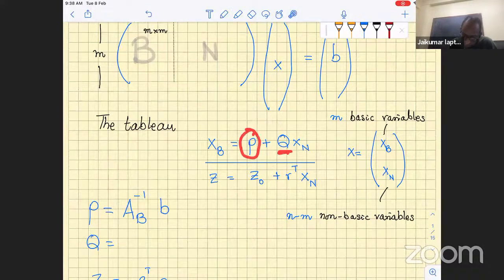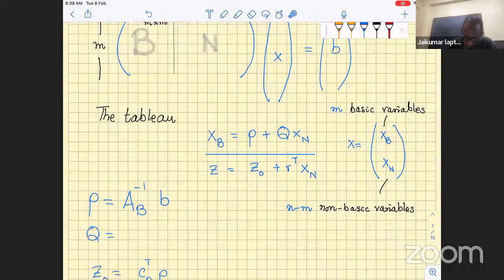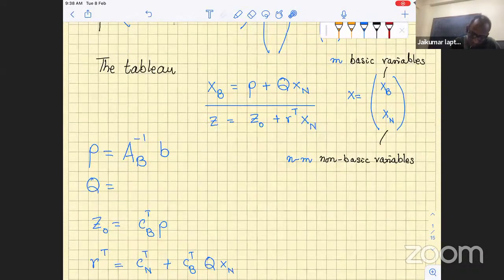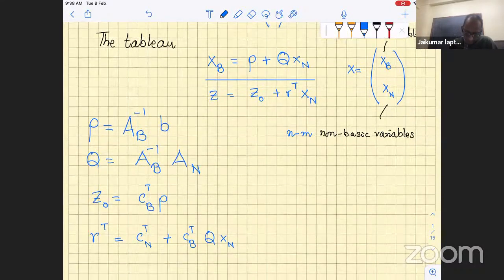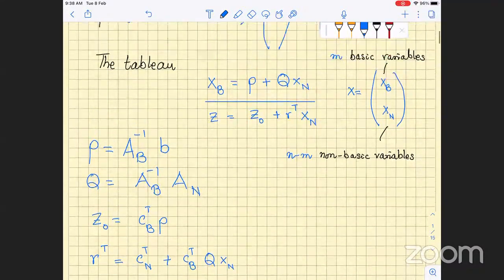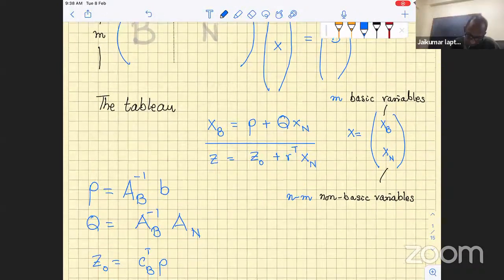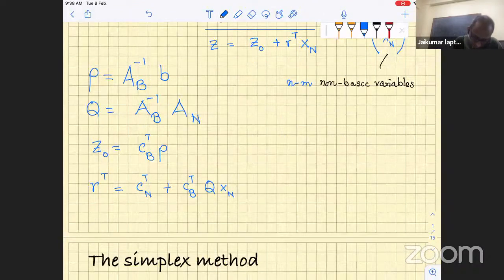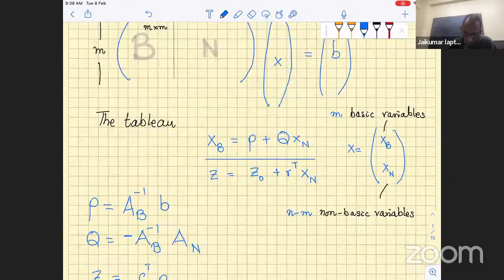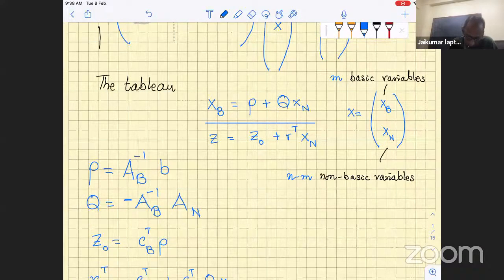And what will be this Q? Well, once you took this part to the right, you would have, so I'm going to write it down. If you have a question about that, please ask me. So I believe it should be A_B inverse A_N. Is that clear? Yeah. Negative of that? Sorry? Will it be negative of this? Negative of that. Yes. Thank you. Negative of that, because you would have taken A_N to the right.